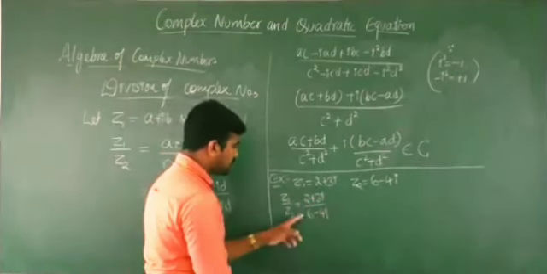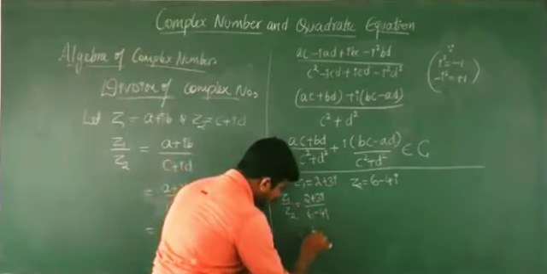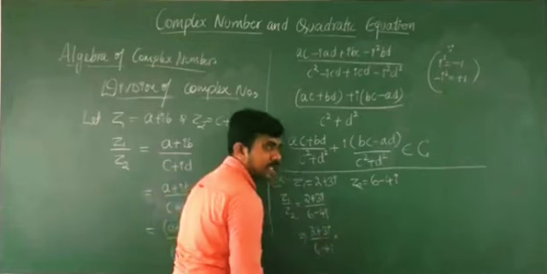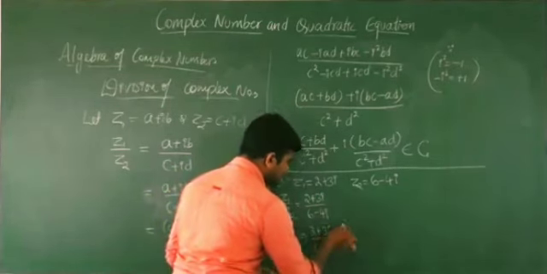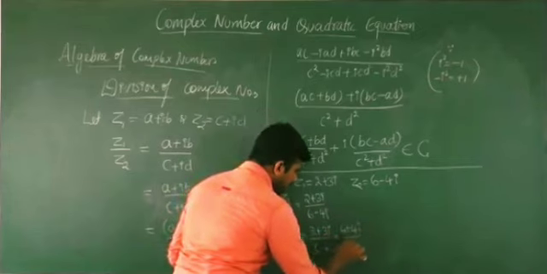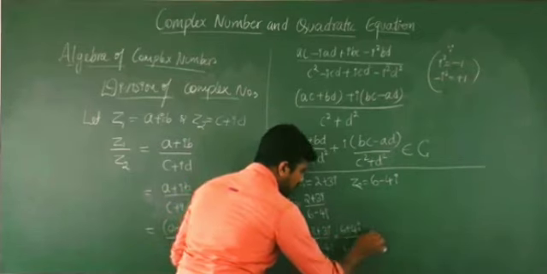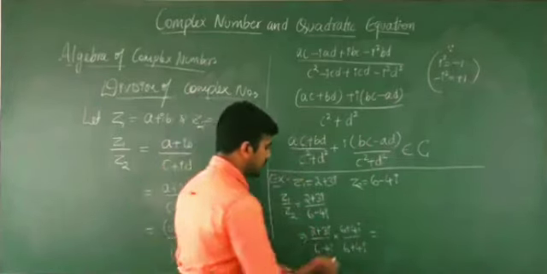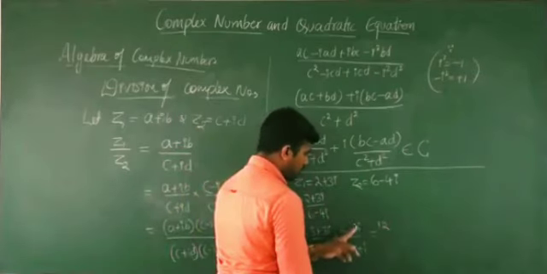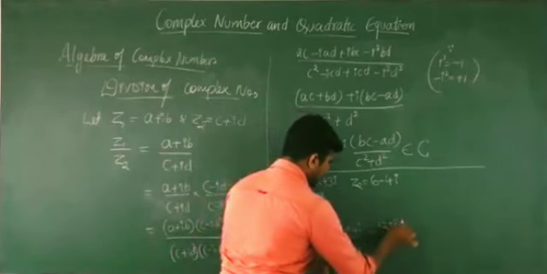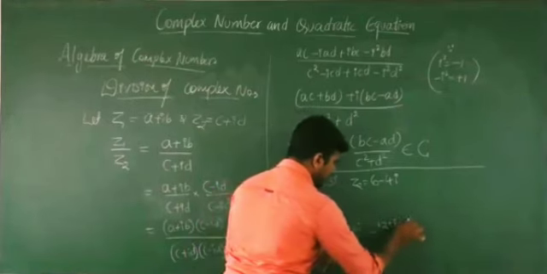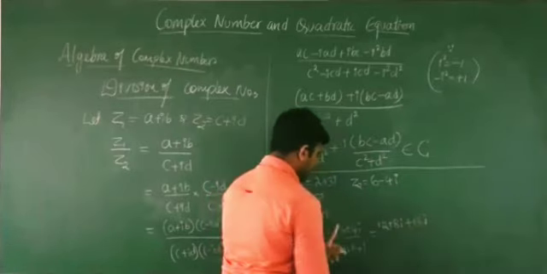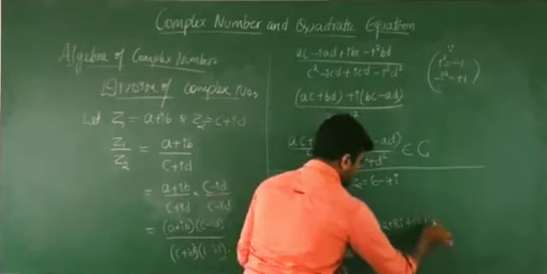Now observe the next step. We have 2 plus 3i divided by 6 minus 4i, and here multiply and divide by the conjugate of the denominator, that is 6 plus 4i divided by 6 plus 4i. Now multiply the numerators together and denominators together. 2 into 6 is 12, 2 into 4i is 8i, 3i into 6 is 18i, 3i into 4i is 12i square.